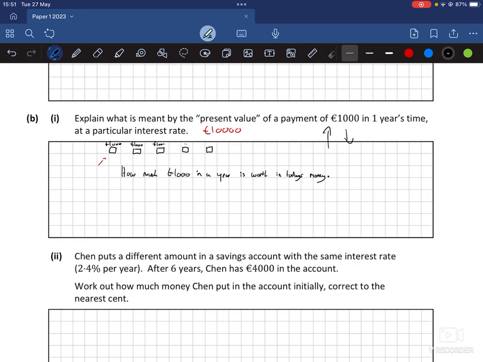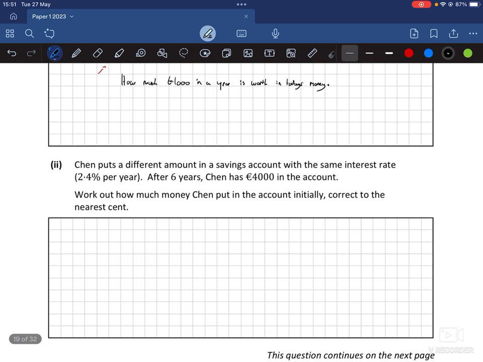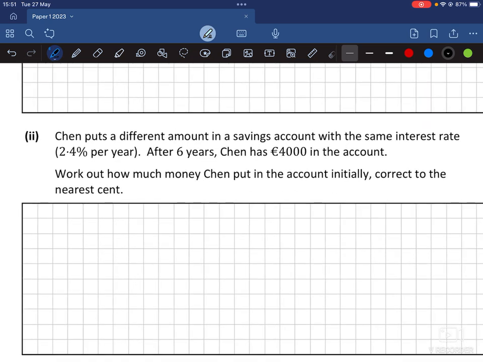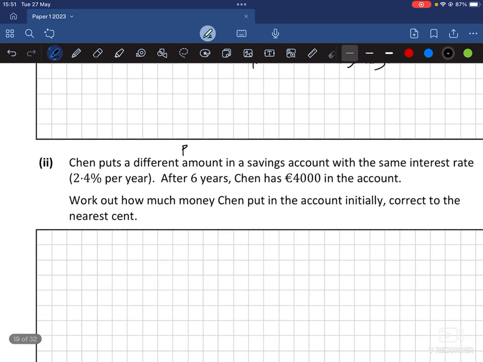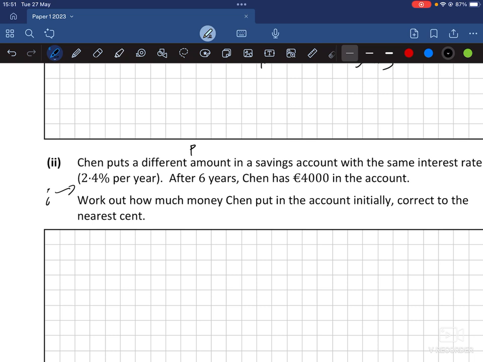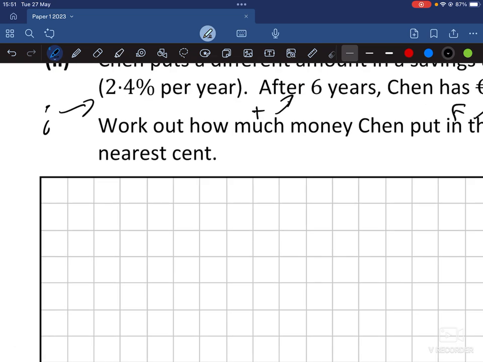That's all it is. Then we're told that Shen puts a different amount in a savings account with the same interest. So he puts in P. Okay, just figure out what things are. This is i, this is t, and this is F. So we're going to use the same thing. Use the exact same formula. F is equal to P by 1 plus i to the t.